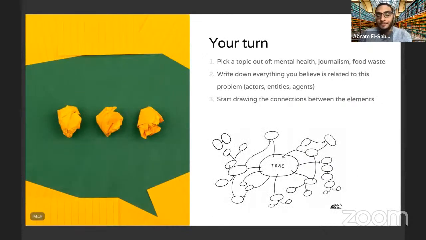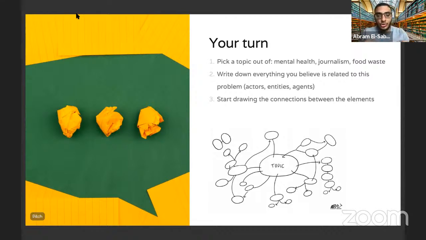All right, so here's the next topic. I want you to pick a topic out of mental health, journalism, food waste, or if you're passionate about any other topic, just pick that as a team. And write down everything that you believe is related to this problem, right? So we've got the circles. That's what we want you to start with, which is a big circle in the middle, and that's your topic.